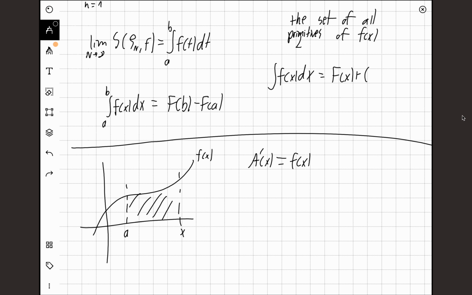Why on earth would this area function, which just looks at the area from a point a to the point x, have to have a derivative which is this function itself? So if anyone's still interested, you can still listen.